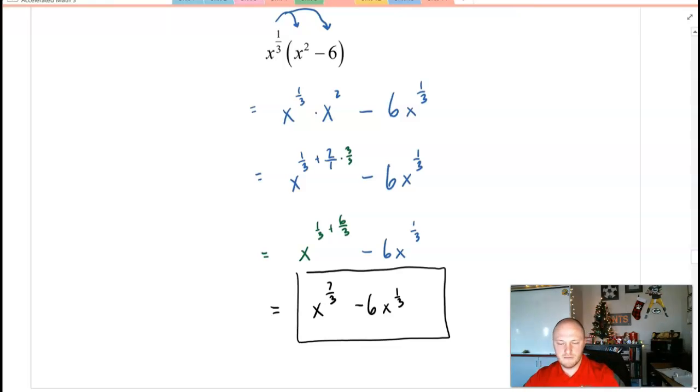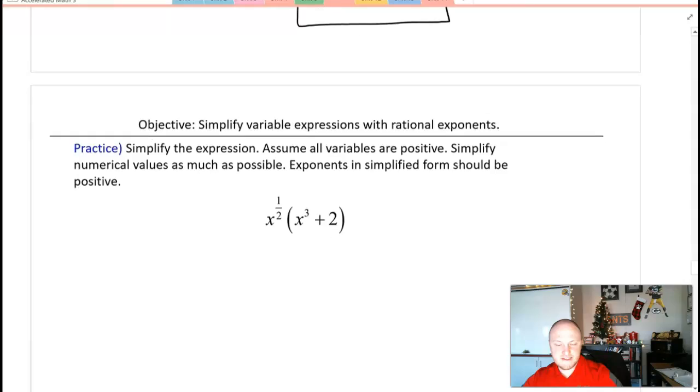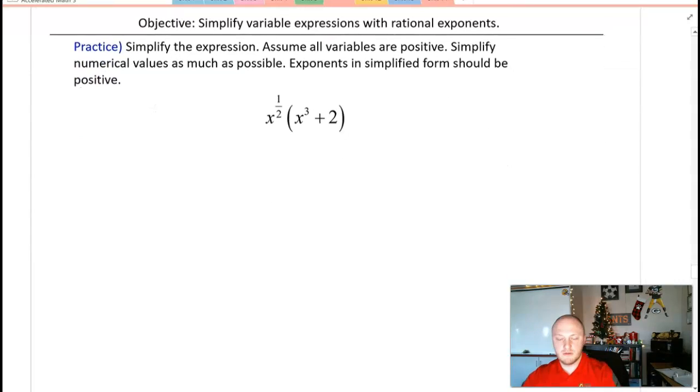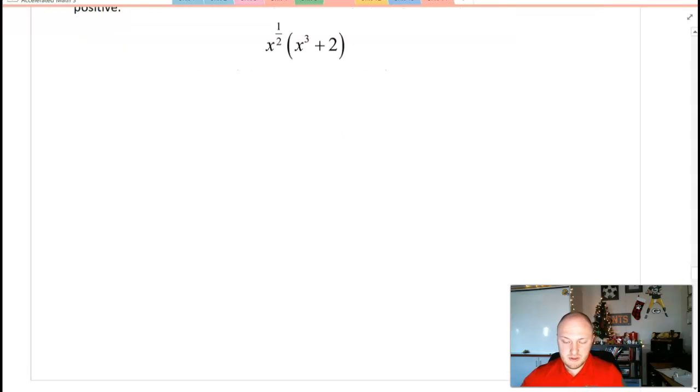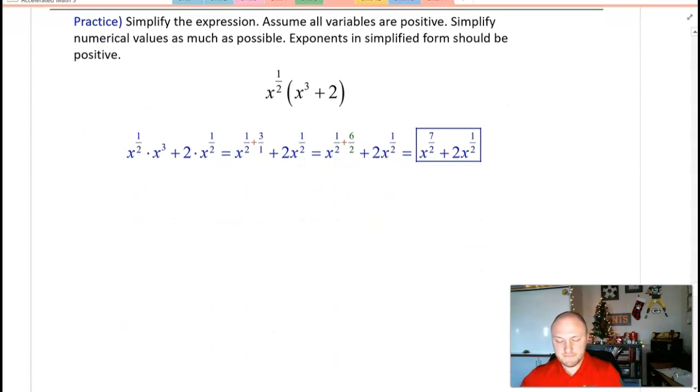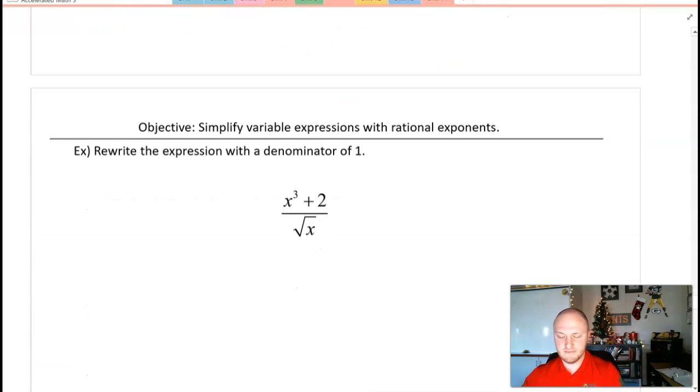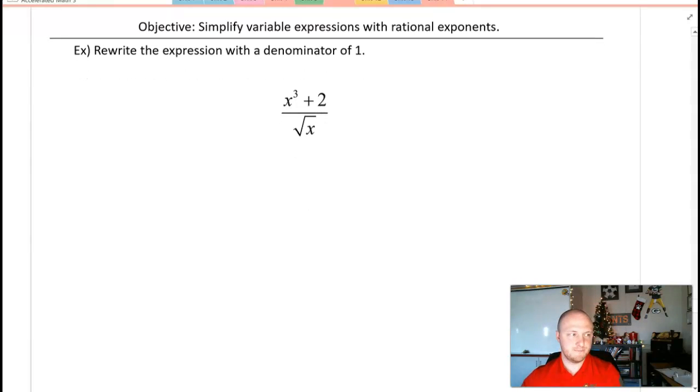Okay. All right. Here is a practice problem. Please go ahead, pause the video, give this one a go. All right, hopefully this one was pretty simple. I mean, all you have to do is distribute and then combine powers. So did you get x to the power of 7/2 plus 2x to the power of 1/2? That's the answer. Most complicated part probably is finding a common denominator. I don't know why people don't like doing that with fractions. It's just difficult.